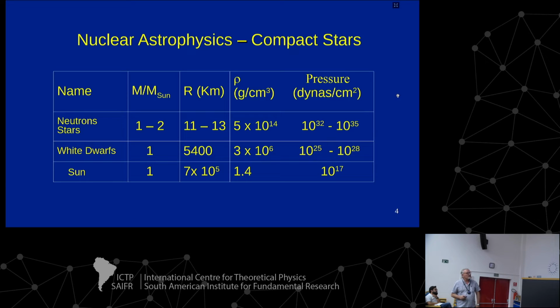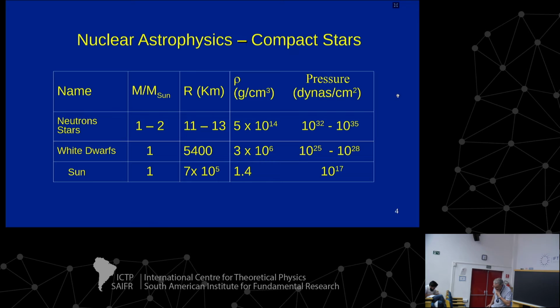As we are going to see, the matter inside is neutrons, protons, and electrons. Of course, a big difference is that it's bound by gravity and not by the nuclear force, okay? The pressure, in my units that are CGS, is very, very high, from 10 to the 32 to 10 to the 35. If you want to have an idea, 1 MeV per Fermi cubed that you are used to is 10 to the 33, okay?